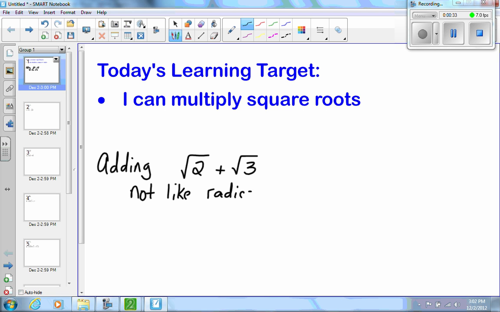And we compared that to something like, if we had, say, 2 root 2 plus 5 root 3. You couldn't combine those. And that would be similar to 2x plus 5y. They're not the same, so I can't combine them.